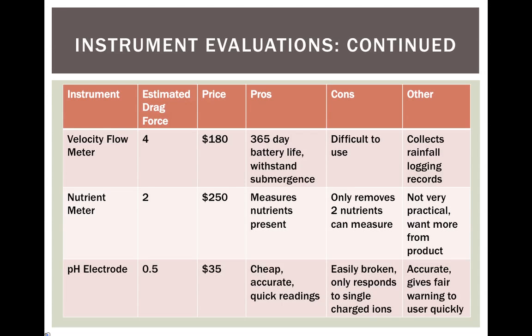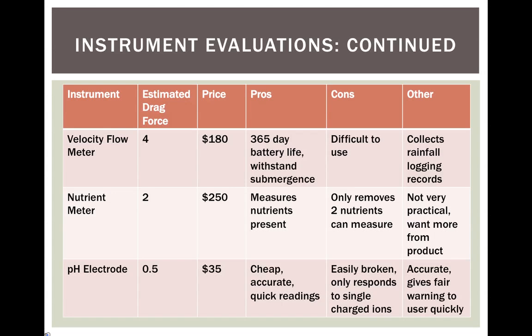Our next one was the nutrient meter, which is only able to measure the ammonium and orthophosphate, which for the $250 price is expensive to measure only 2 nutrients. And then it's not very practical because we would want to be able to measure more of the products and the nutrients that are in it.